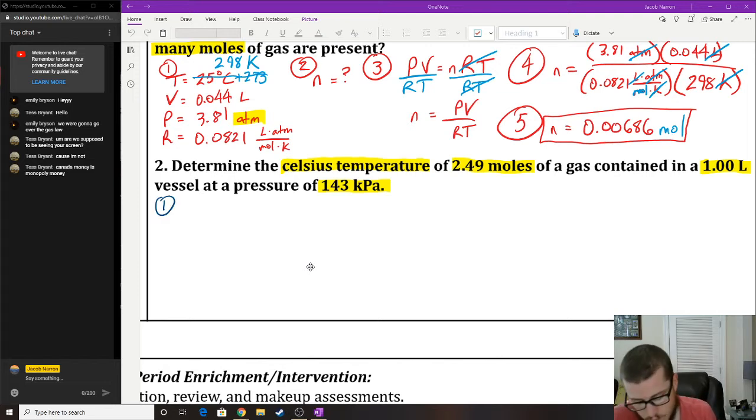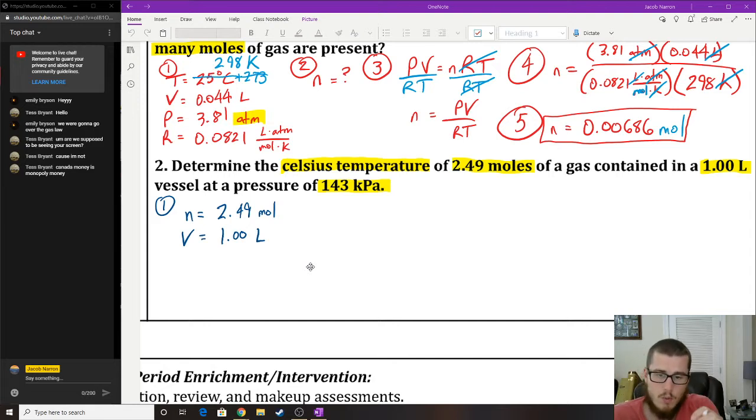Step number 1, write out the stuff they gave me. They gave me 2.49 moles. I know that moles in the ideal gas law are represented with lowercase n. So n equals 2.49 moles. They gave me 1.00 liter. I know that's going to be volume, so V equals 1.00 liters. Next one, pressure. Pressure is equal to 143 kPa, kilopascals. And it even says pressure. The word pressure is right there. So I know it's pressure.